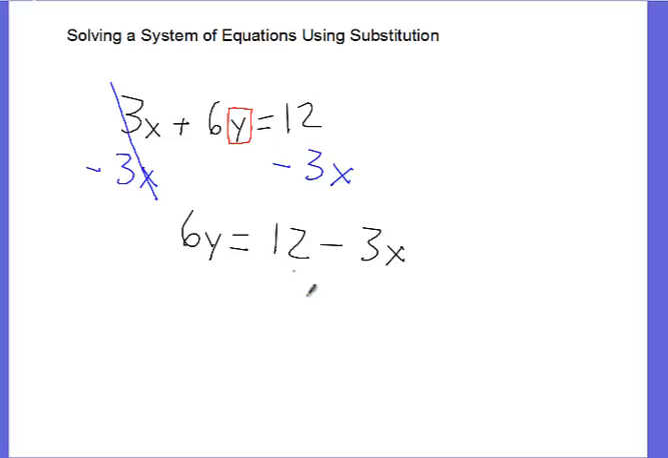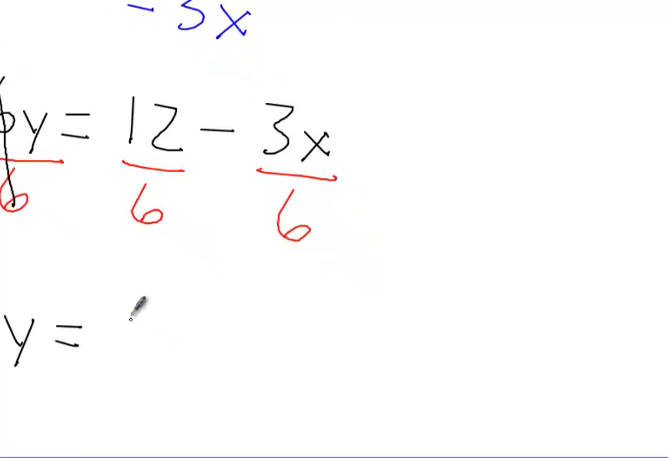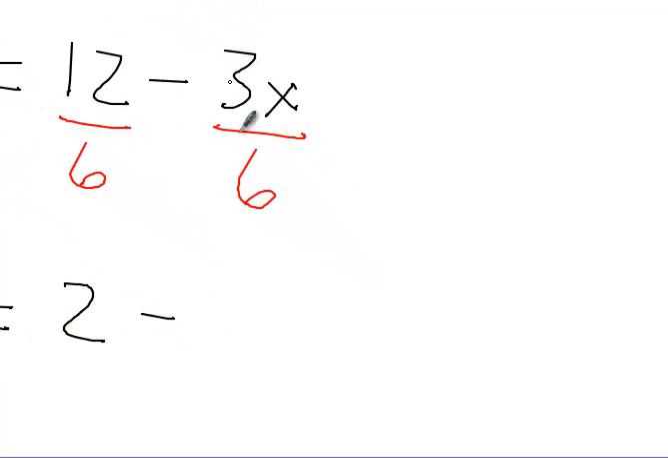All right, and lastly, again, we just want to get this y all by itself, so we have to divide both sides by 6. Make sure when you divide the right side by 6, you divide every piece by 6, or every term, I should say. So then these are going to cancel, so you get y equals 12 divided by 6 is 2, minus 3 divided by 6, for all you fraction lovers, it's 1/2, x.